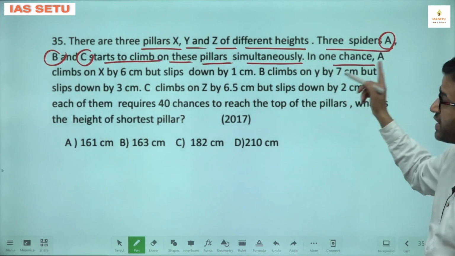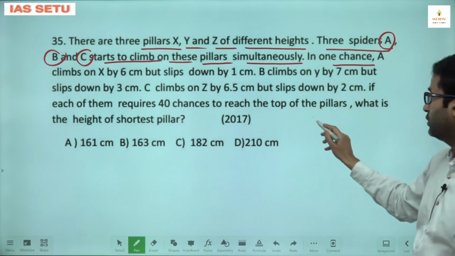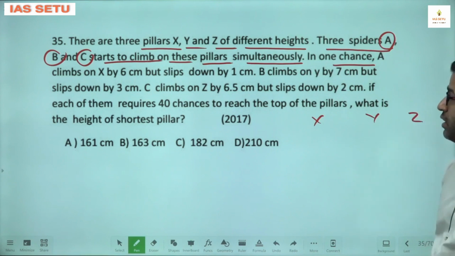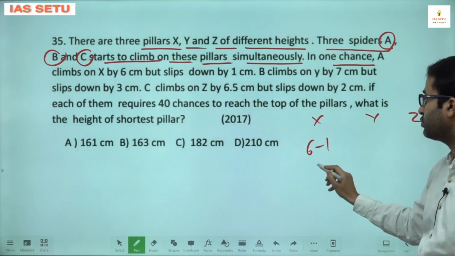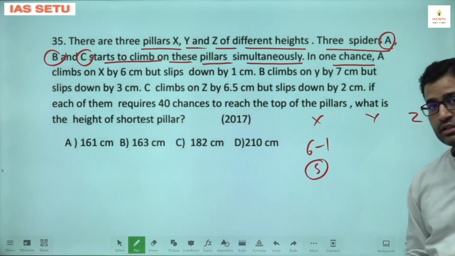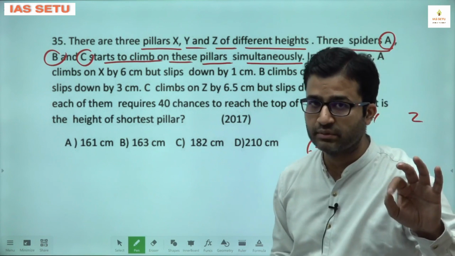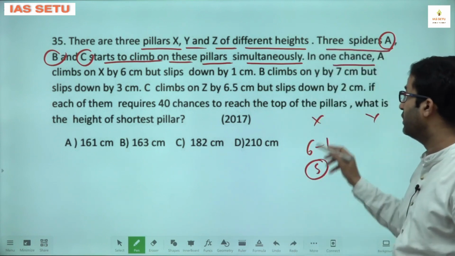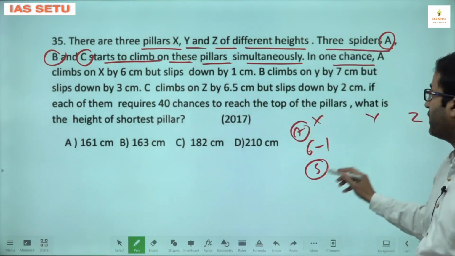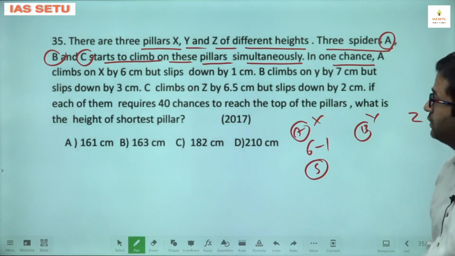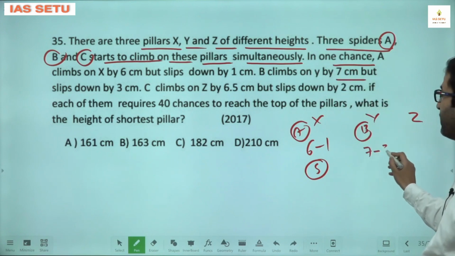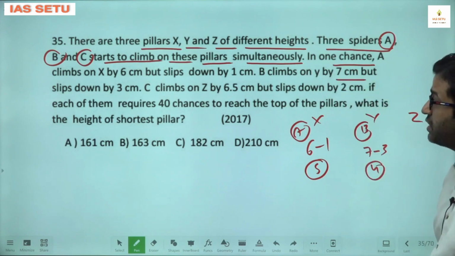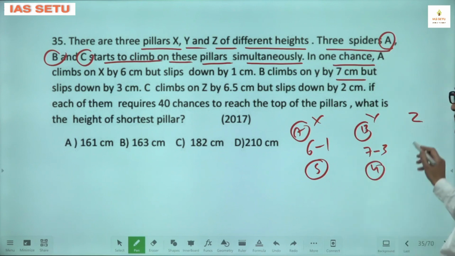In one chance, A climbs on X. So this is X, Y, Z. A climbs in one chance 6 centimeter and slips down 1 centimeter. So effectively 5 centimeter in one chance. This is A. Whereas spider B climbs on Y, that is 7 centimeter and slips back 3, effectively 4 centimeter. C climbs on Z 6.5, slips down 2, so effectively 4.5.